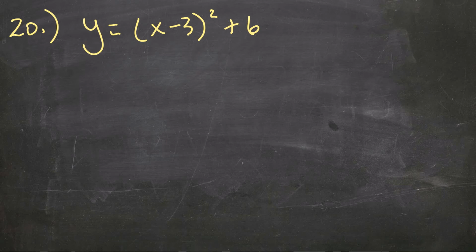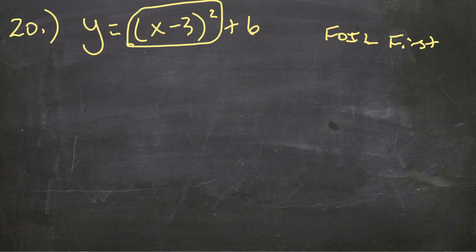Alright, number 20. We get y equals x minus 3 squared plus 6. Remember, you have to FOIL first. You don't have two sets of parentheses so you can't FOIL the way it is. So what you have to do is take x minus 3 squared and rewrite it as x minus 3, x minus 3. So that and this are the same thing.